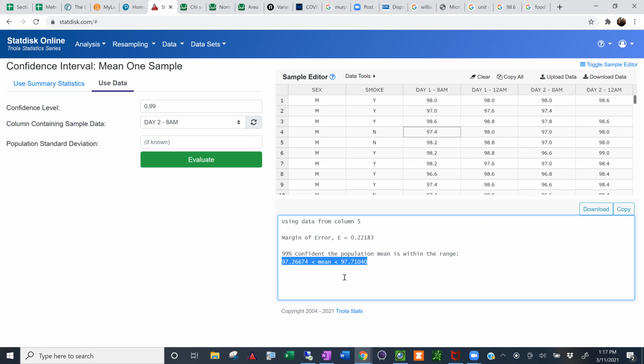I imagine that as of late, you probably have gotten your temperature checked much more often than you're used to. Myself included, just got mine checked yesterday. It's 97.1, so a little bit on the low side there, but that's okay.